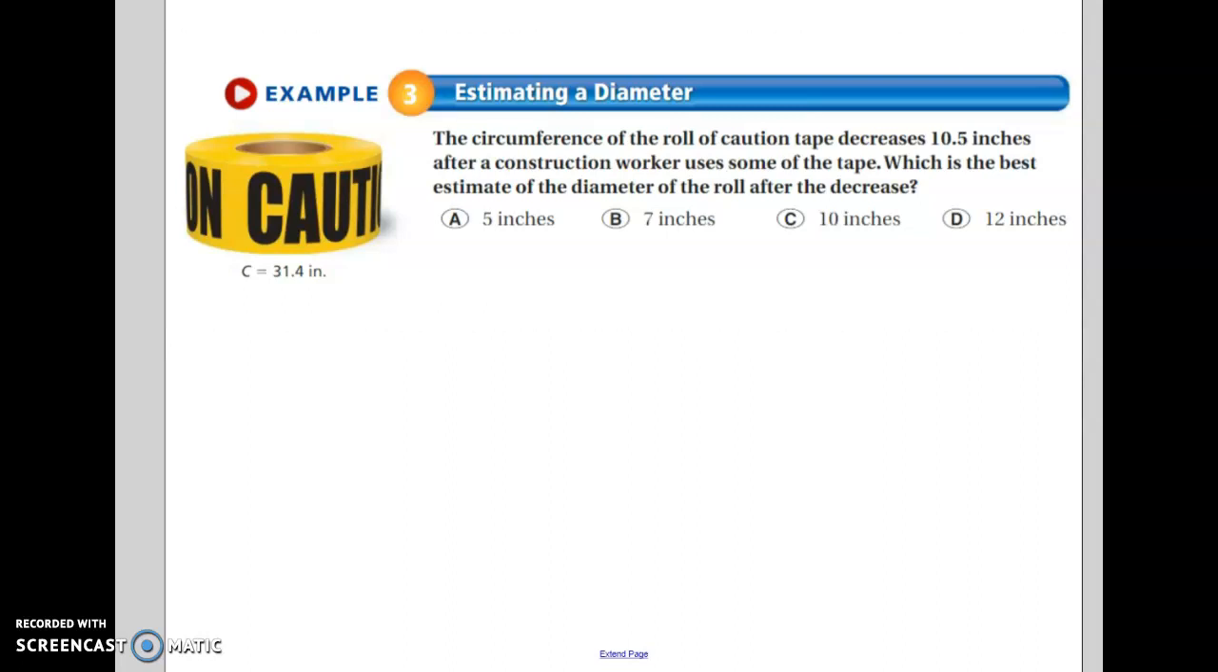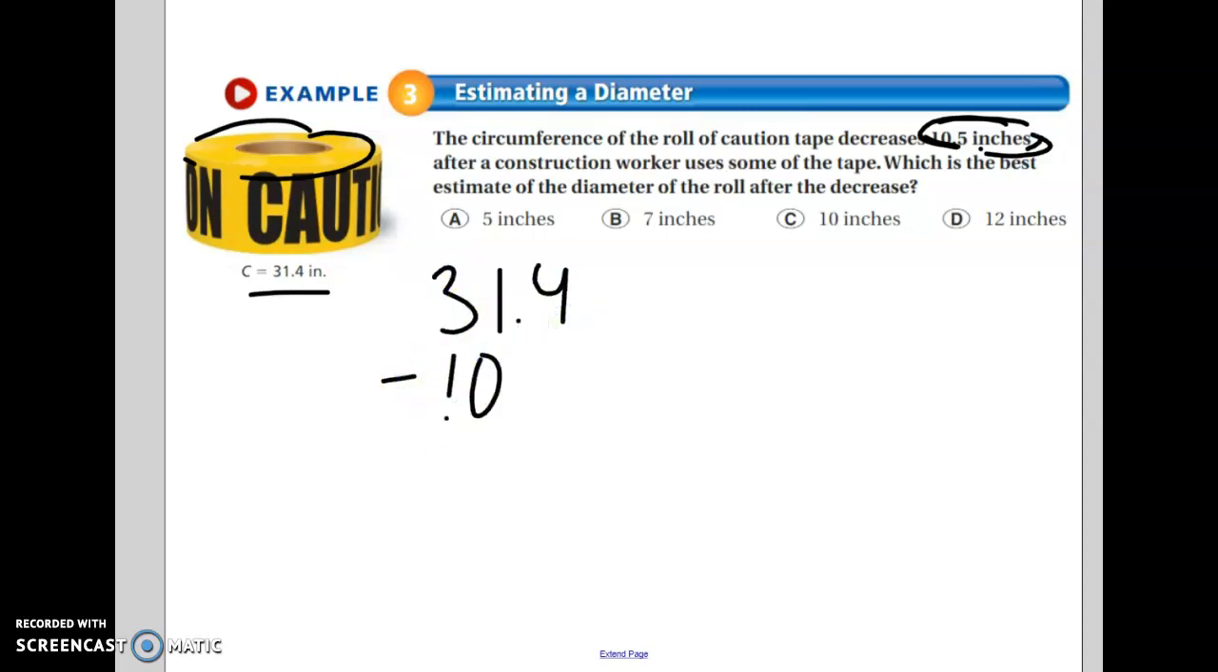Alright, I had to check this one out before leading you guys astray on this one. So this one's saying, here is a roll of caution tape, the circumference of which is currently 31.4 inches. And let's say somebody uses the caution tape and unrolls it and unrolls it and unrolls it, and then the circumference decreases by 10.5 inches. So if the circumference was 31.4, it's going to decrease by 10.5. We're going to subtract these to figure out what the circumference is now.